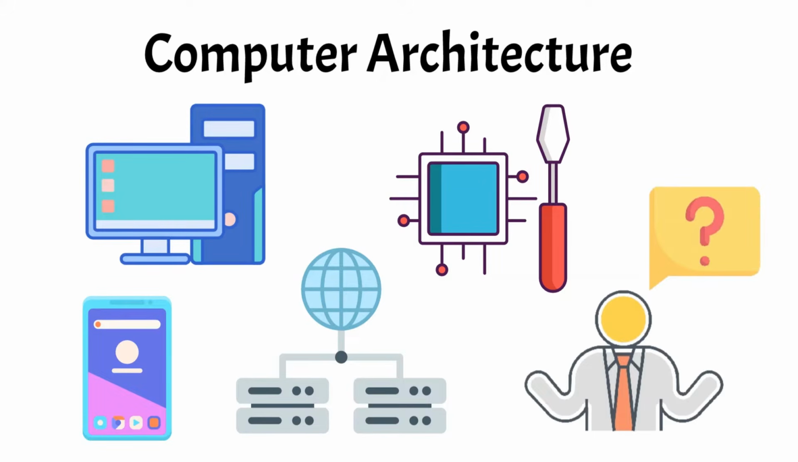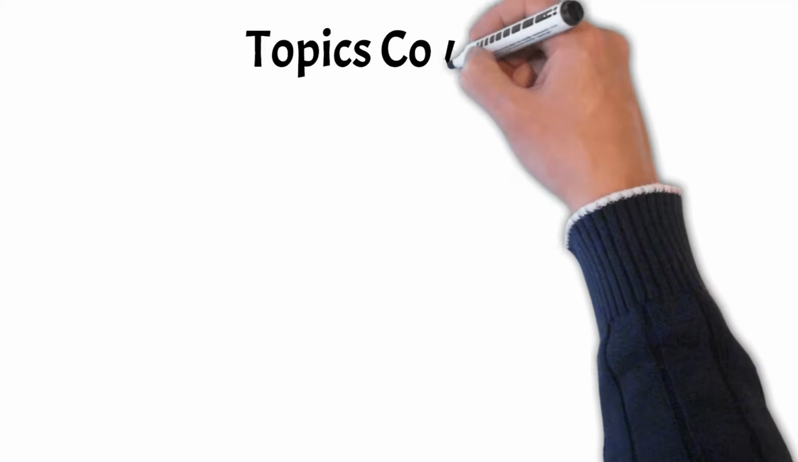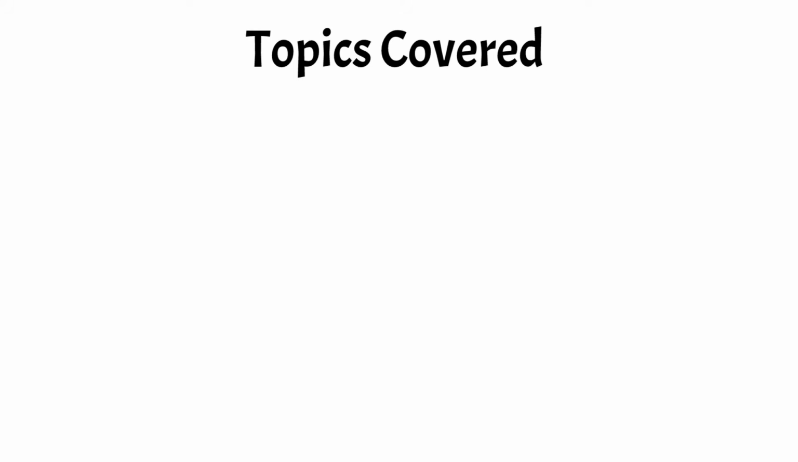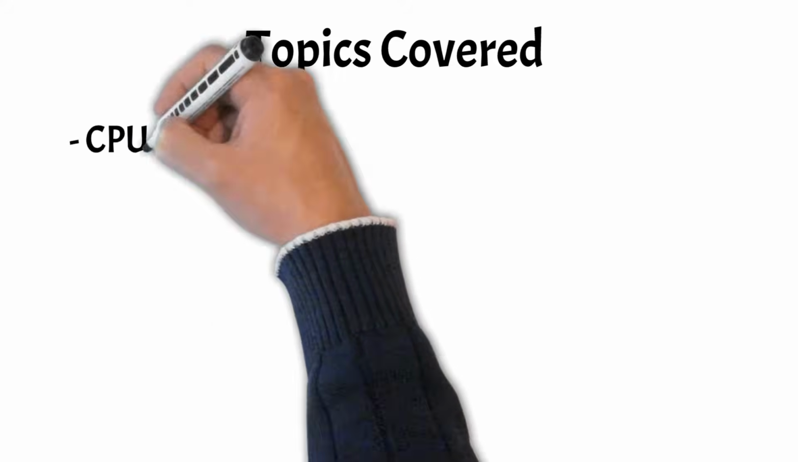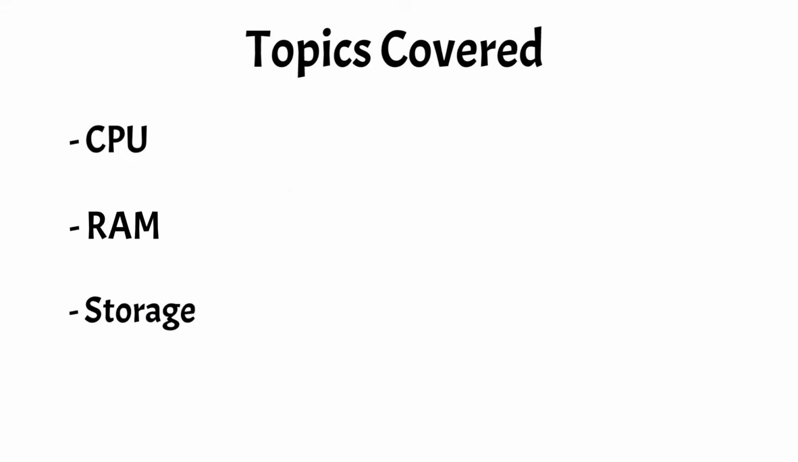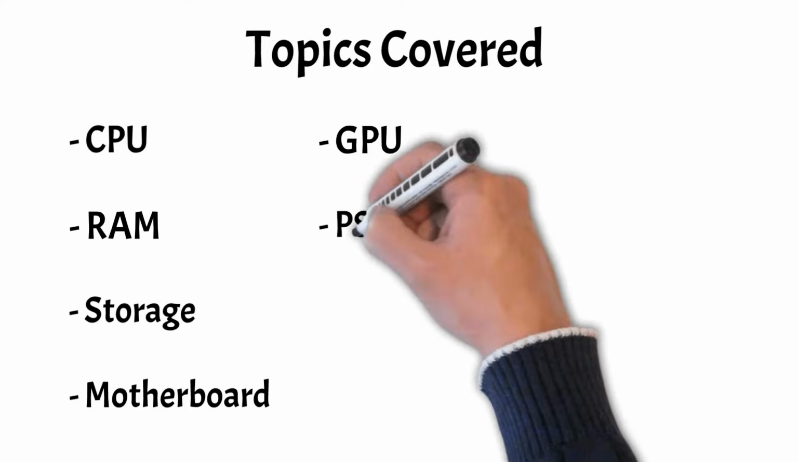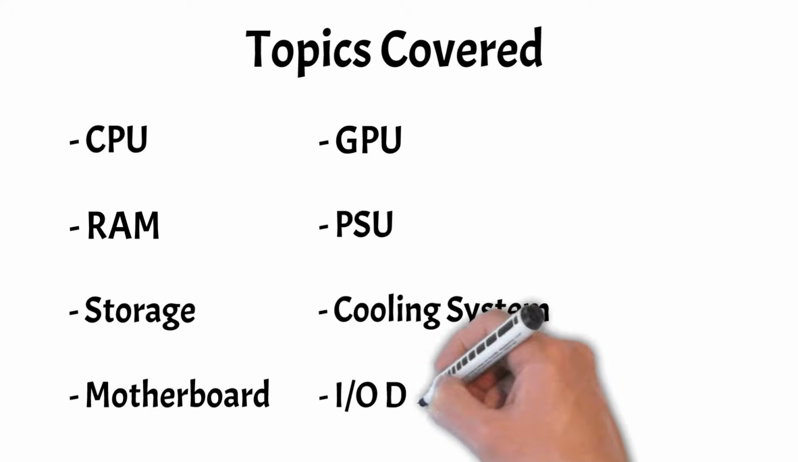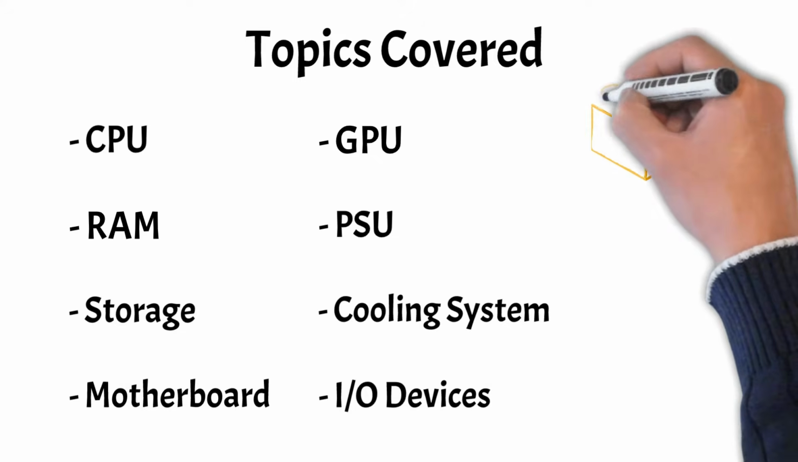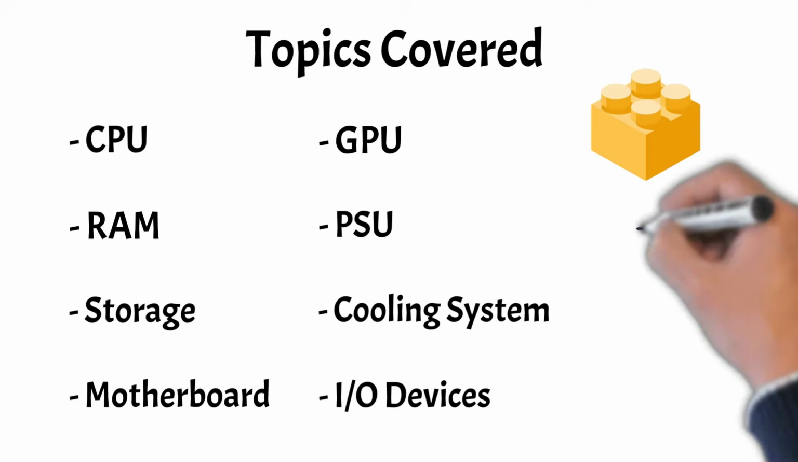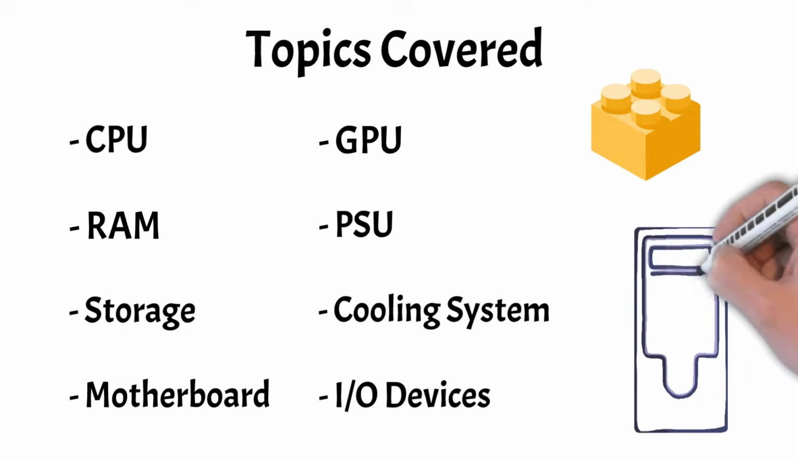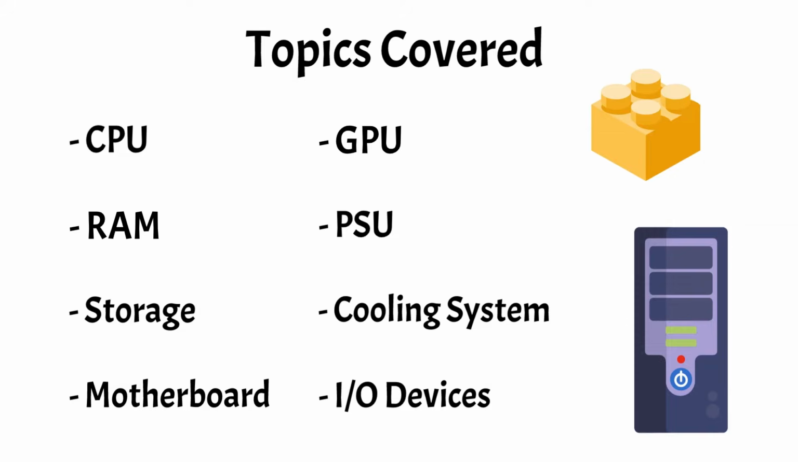So let's get started. Computer architecture can be fairly complex and comes in many variations, but almost all systems share the following components: the CPU, RAM, storage, motherboard, GPU, PSU, cooling system, and I/O devices. These are the basic building blocks of modern computers. Today, we will explore each of them and discuss their roles in the functioning of a computer. We'll start with the CPU.